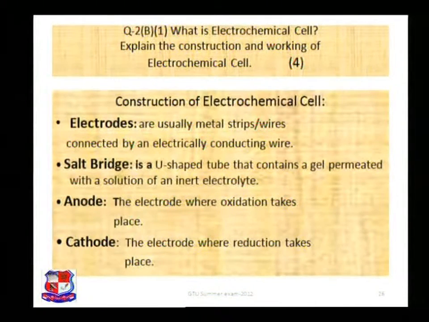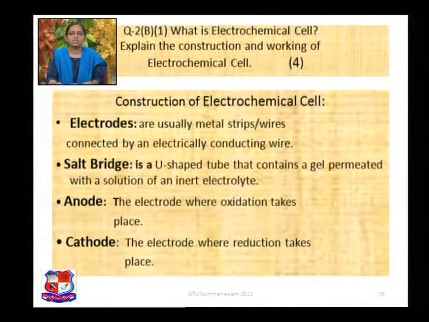See here the construction, that is, your electrochemical cell consists of electrodes, a salt bridge, an anode and a cathode, as shown in the diagram given earlier. So what are electrodes? They are the metal strips, that is, zinc and copper strips that you insert in the solution. Then we have the salt bridge, which is a U-shaped tube that contains a gel permeated with the solution of an inert electrolyte.